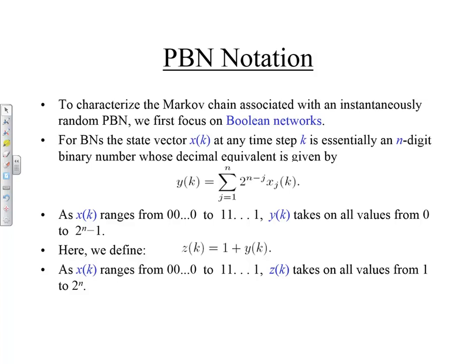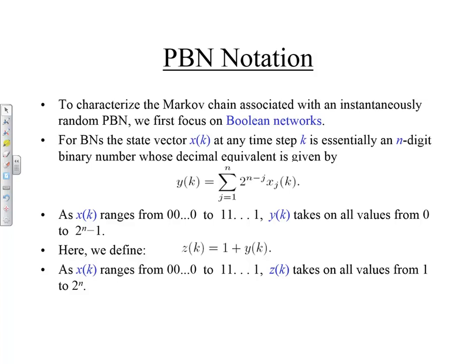To characterize the Markov chain that is associated with it, we'll first look at the instantaneously random PBN because that's easy. This is the kind of PBN where the network can potentially change at every time point. At every time point you're picking a particular network with a certain probability, it goes one time step, then you're changing the network. So how do you go from these to Markov chains? Let's first start with Boolean networks, because in the case of a Boolean network, you don't have to do any network switching. It's a fixed network.